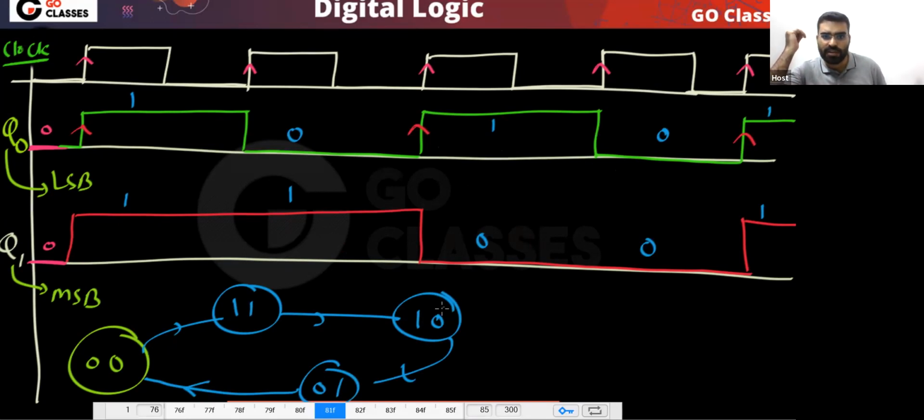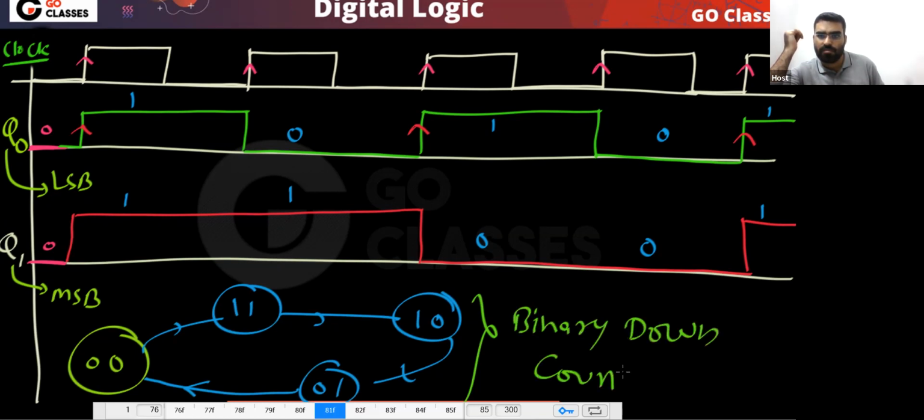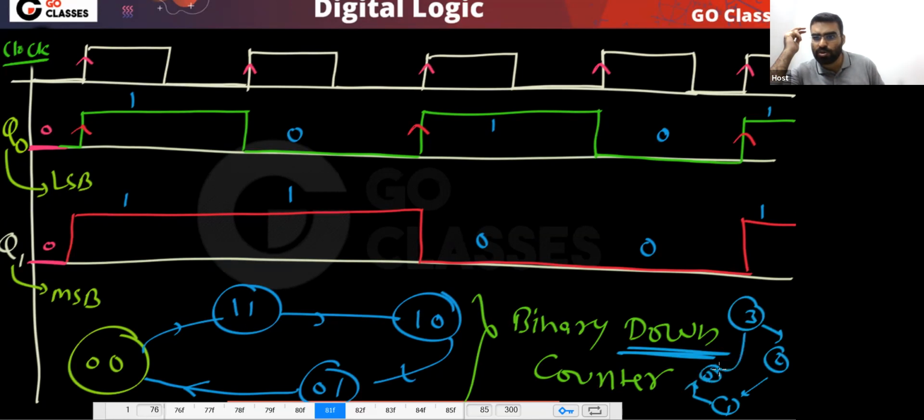What is this counter? This is a binary down counter. Can you notice? This is a binary down counter. It means it is going from 3 to 2, from 2 to 1, from 1 to 0, and from 0 to 3.